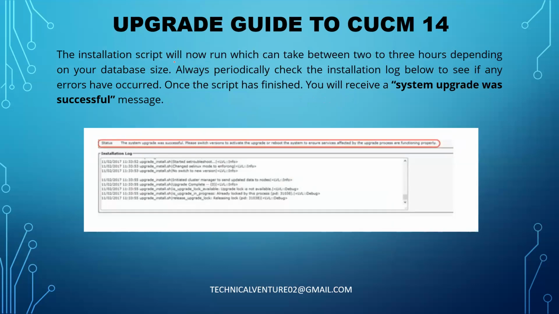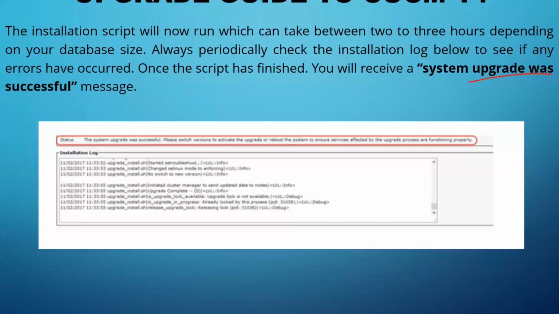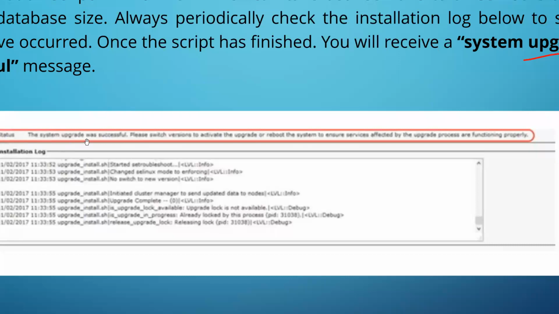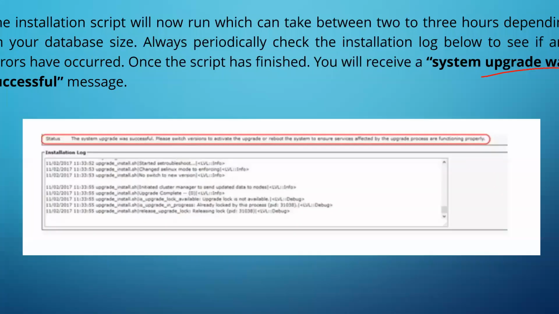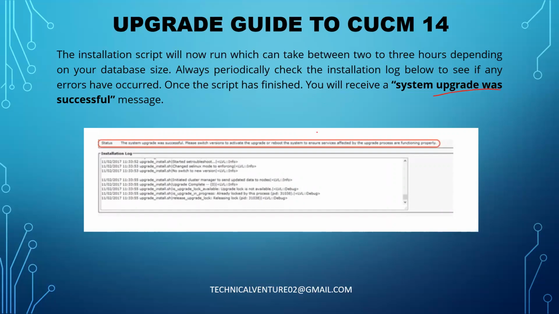Once the installation script runs, it can take 2 to 3 hours depending on the database size. Once it's done, you can see the message: System upgrade was successful. Please switch versions to activate the upgrade or reboot the system to ensure services affected by the upgrade process are functioning properly. So everything should work properly, but you need to switch the version before that.